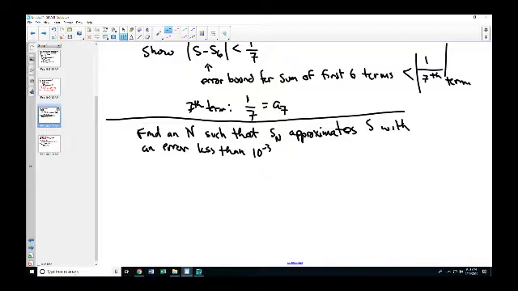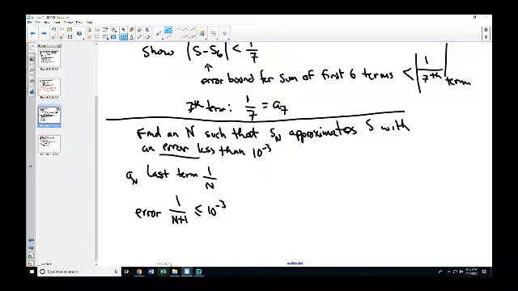Here's your key. Alternating series error. What is it? It's the next term. So if you have a sub n, what's my last term? It's 1 over capital N, right? Okay, so what do we use for the error bound? 1 over n plus 1. And that has to be less than or equal to 10 to the negative third.